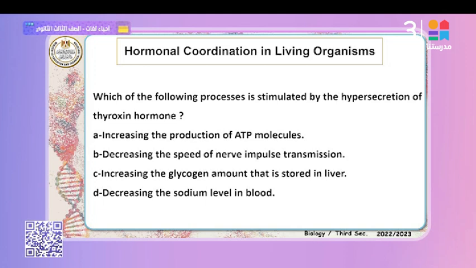Thyroxine plays an important role in metabolism, increasing the rate of metabolism. That means needing a lot more ATP. Metabolism means increasing the amount of ATP. So the best answer is increasing the production of ATP molecules. Why? Hypersecretion of thyroxine causes an increased rate of metabolism.